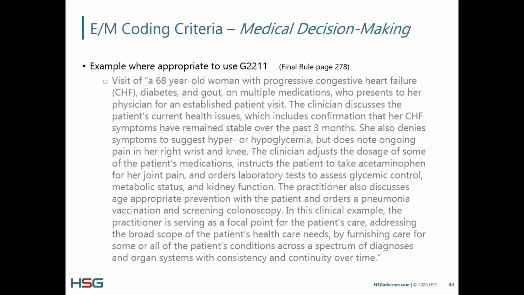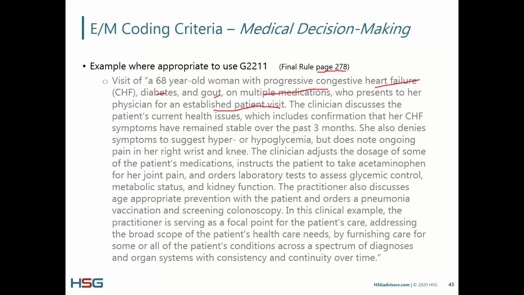So you can find this again in that link. If you look at the final rule, page 278, this is an exact quote all the way top to bottom of the CMS example where you can use it. And look at what we're talking about. This is a Medicare patient, relatively young Medicare patient, with at least 3 conditions: heart failure, diabetes, and gout, on multiple medications, who comes in for an established patient visit.